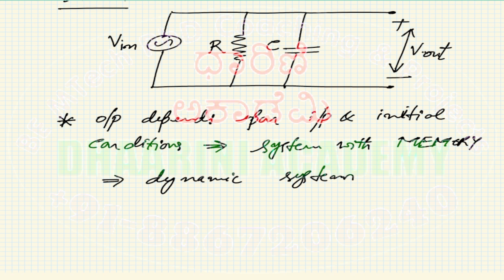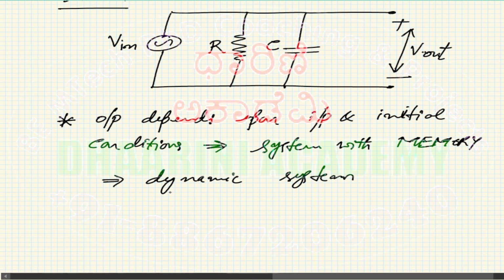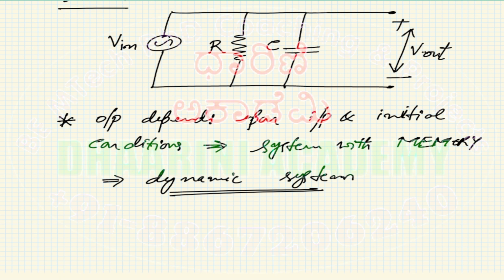Only two resistors, no capacitor in the circuit. It's not dynamic, right? So there is no question of storage of energy. When you don't have the storage of energy, you don't get a dynamic equation.